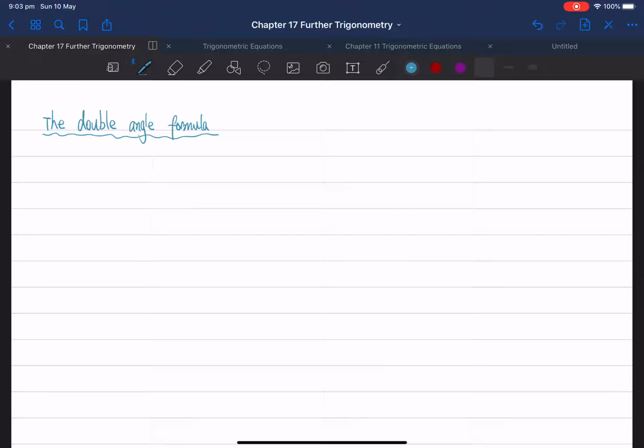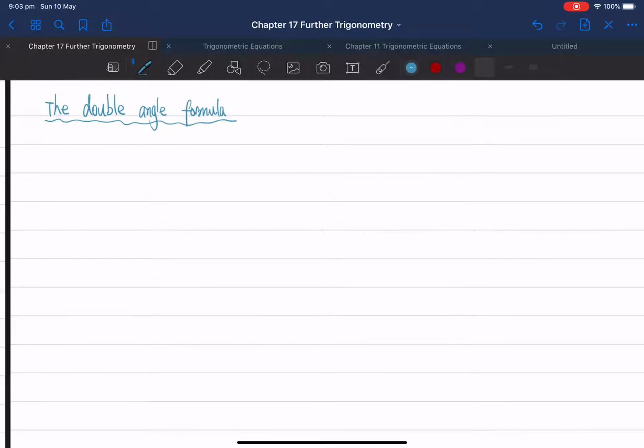Okay, so in this lesson we're going to talk about the double angle formula. In the previous lesson we talked about the compound angle formula, and now we can further derive more formulas related to trigonometry. Alright, so we're going to start from the first one. The double angle formula means you have a double amount of angle.